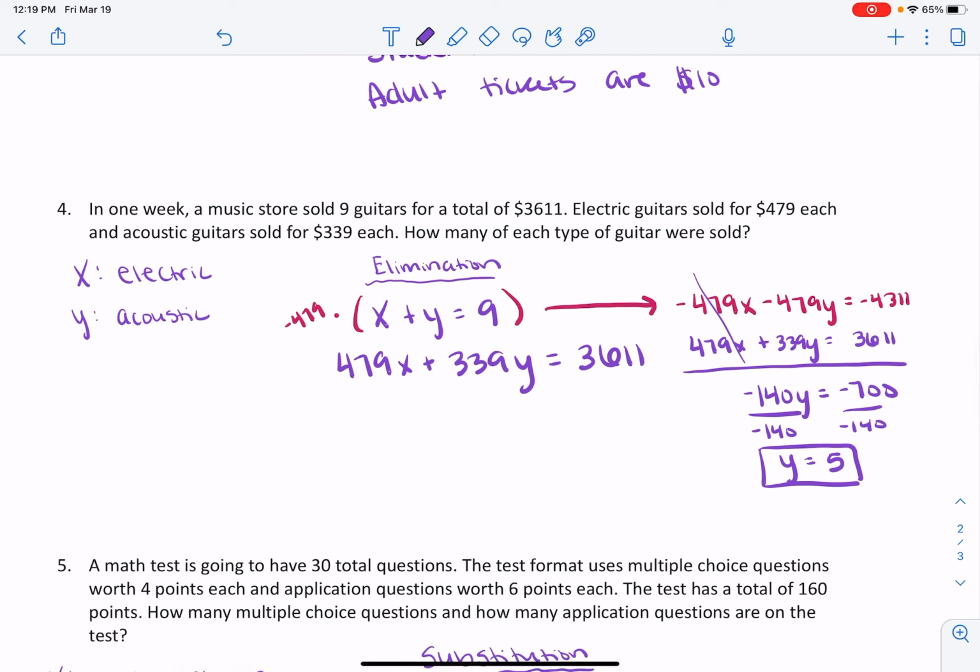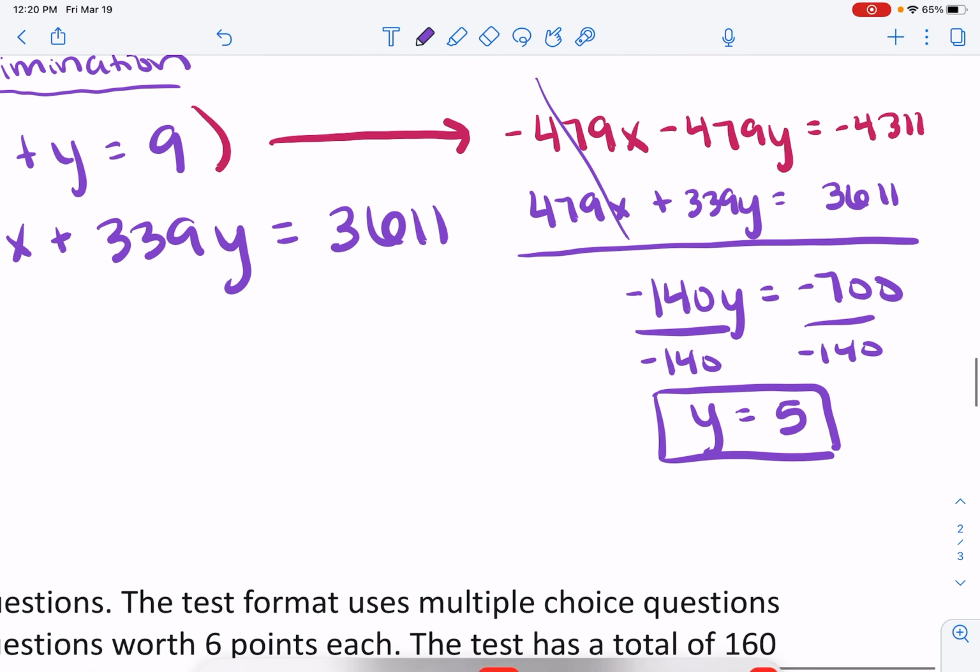Okay, so let's think about that for a second. If y is equal to 5, let's think back to our original equation. Right, so x plus 5 is equal to 9, actually I can write this over here. So that tells me then, what plus 5 is 9? Well, that would be 4. So x is equal to 4.